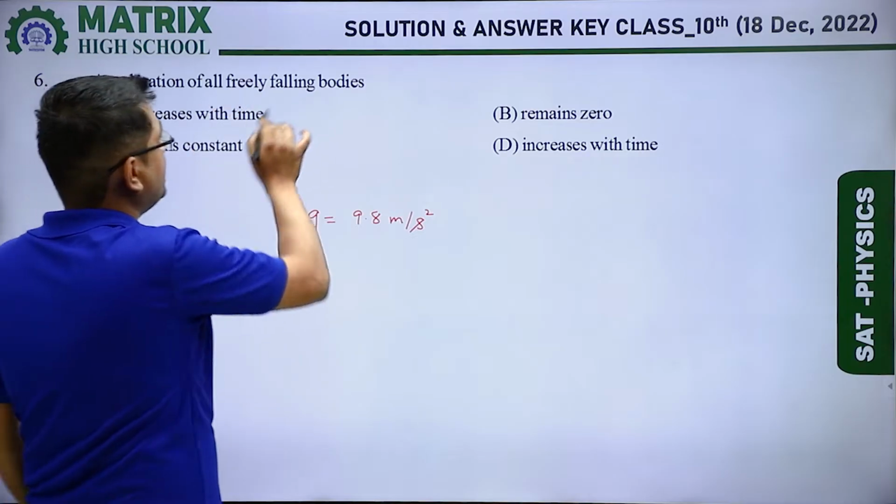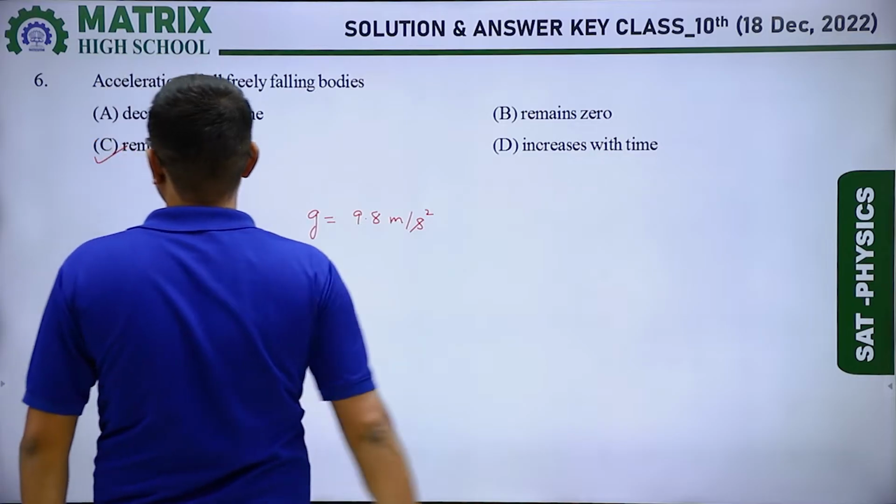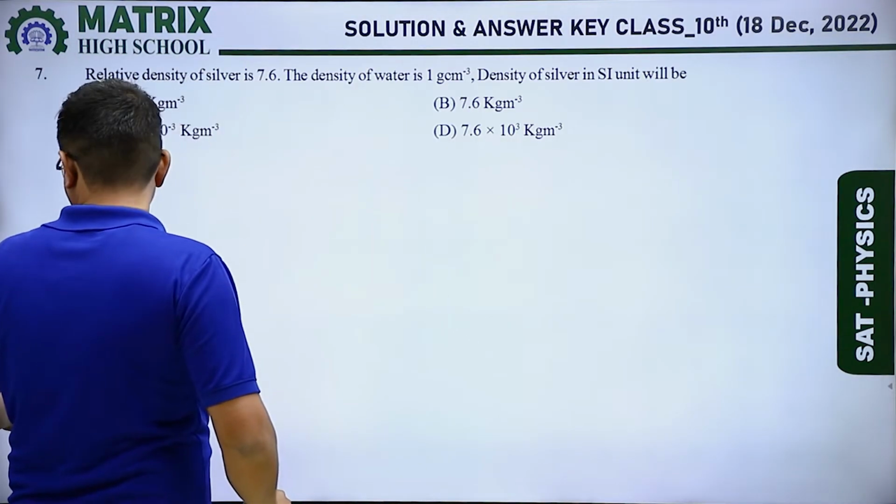So acceleration of a freely falling body will always be constant. So the correct answer will be option C. Next question, question number 7.